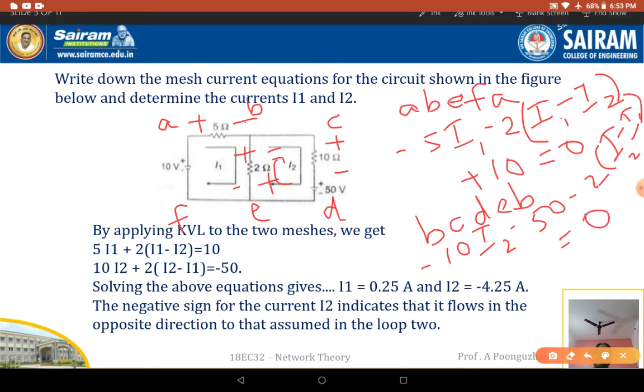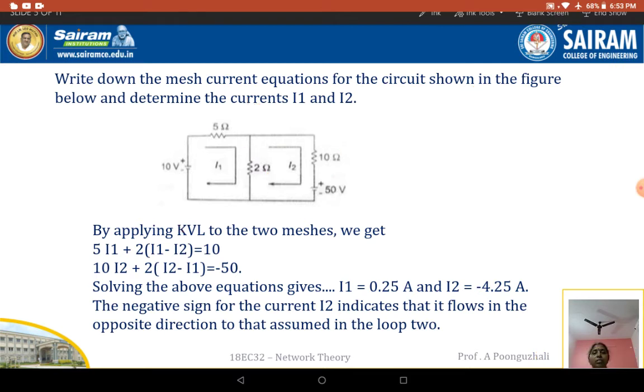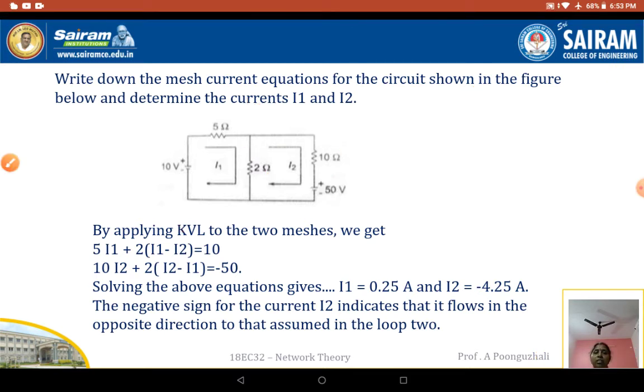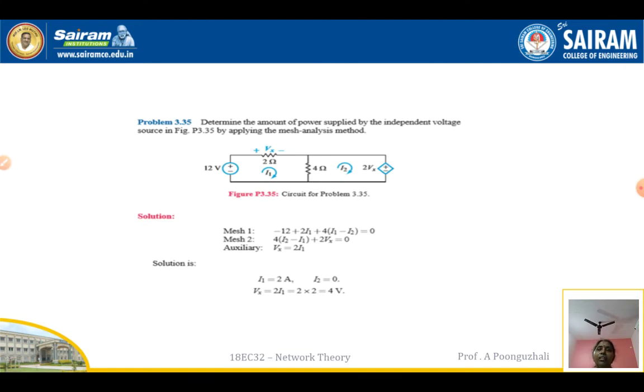So now we got the two equations. By solving these two equations, we get I1 to be 0.25 amps, I2 to be minus 4.25 amps. The negative sign for the current I2 indicates that it is going to flow in the opposite direction as assumed in loop 2. Now we are going to determine the amount of power supplied by the independent voltage source by applying the mesh analysis method. Now we have assumed that there is a dependent source, that is your 2Vx. This Vx is nothing but the voltage drop across your 2 ohm resistance.